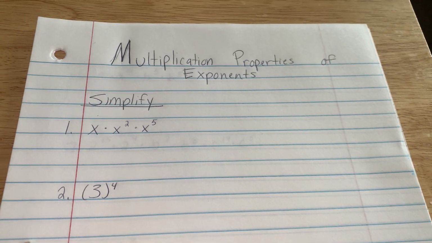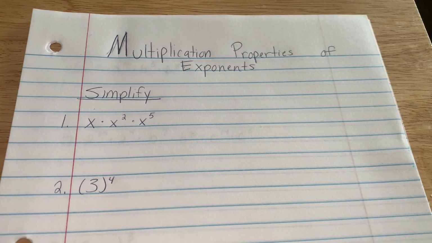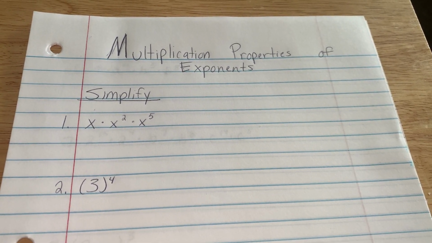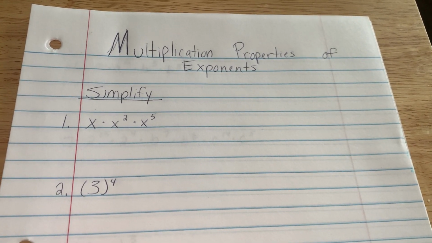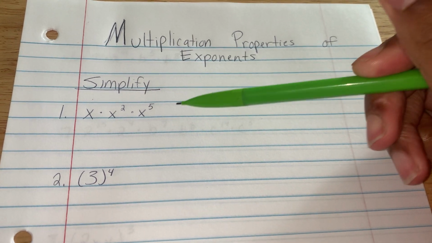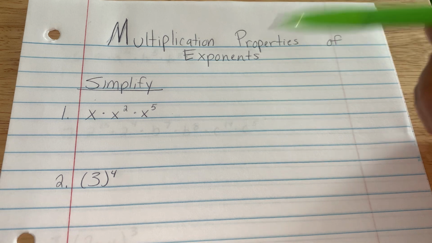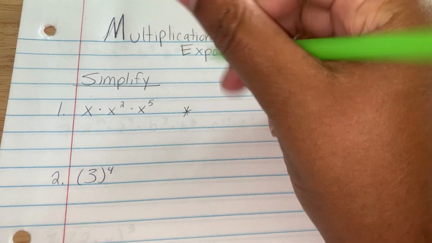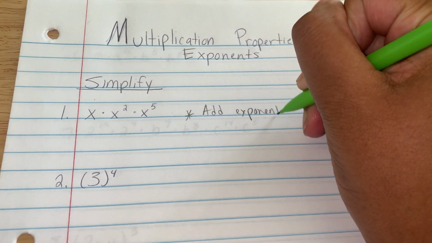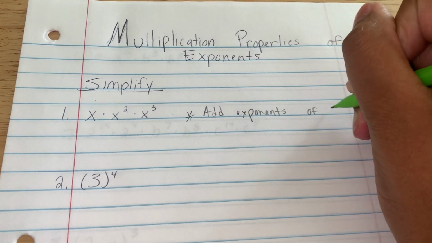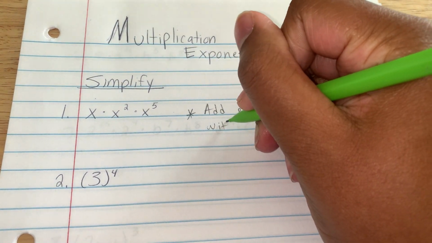This video will go over multiplication properties of exponents. So there are different rules depending on if it's being multiplied or added or subtracted or whatever operation is being done. So if we look at the first one and we want to simplify this, the first rule that goes here is you want to add exponents of terms with the same base.